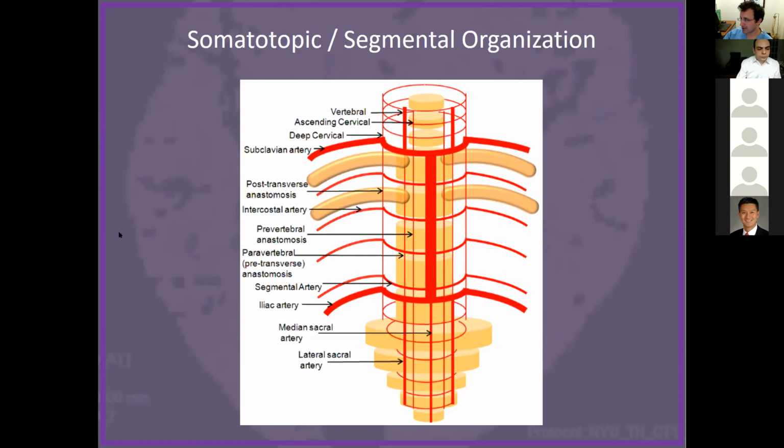We always talk about this. I think everyone's aware of the somatotopic organization of the body, and part of that is reflected in the vasculature. The vessels too have this somatotopic organization, and it leads to a lot of homologies in terms of different segments. This picture illustrates how throughout the axis you have these homologous vessels that I think are important to pay attention to.